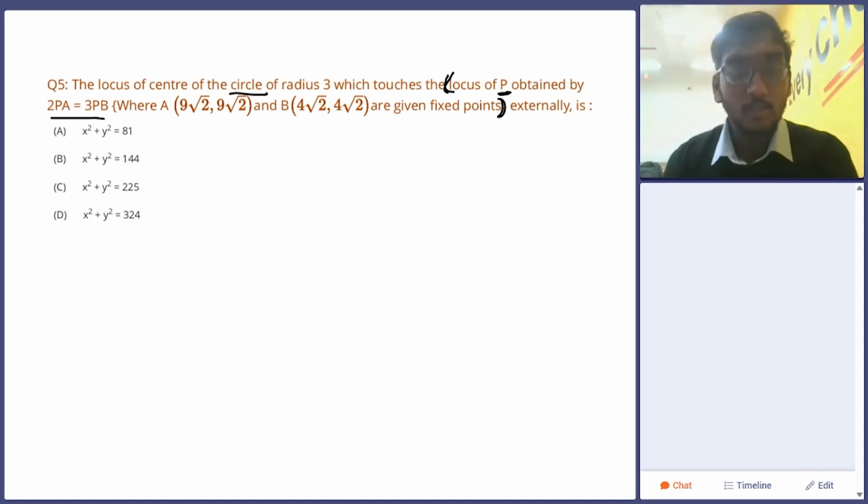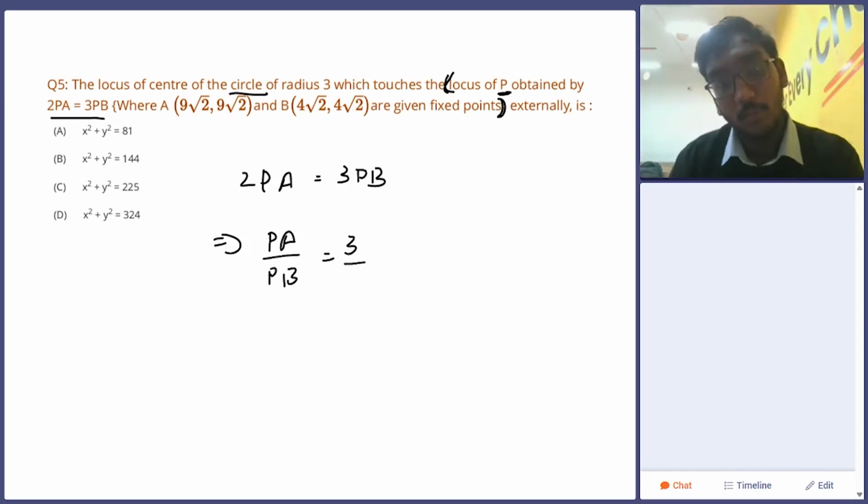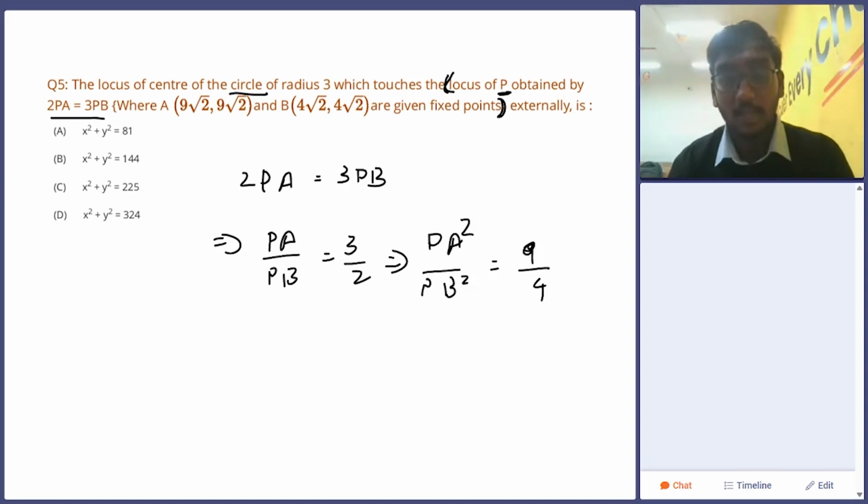Okay. So what you can do is you just equate 2 PA to 3 PB as they have given in the question, right? You rearrange and write it in this way. PA upon PB will be what? It will be 3 upon 2, right? You can square on both sides. We will get something like this. PA square upon PB square will be 9 upon 4. Okay. PA square upon PB square will be 9 upon 4. Okay.